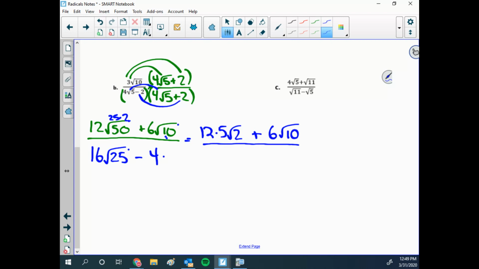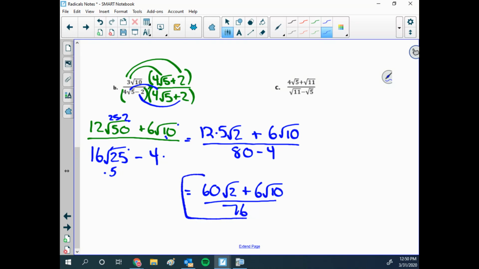Next one would be 16 times the square root of 25. Well, I know the square root of 25 is actually 5, so really this is 16 times 5, which gives me 80 minus 4. So just to simplify again, I'd end up with 12 times 5, which is 60 root 2 plus 6 root 10 all over 76. Okay. You could say that's your final answer.